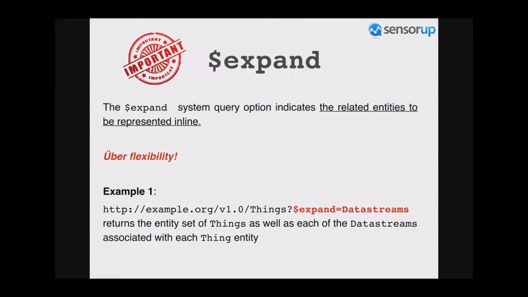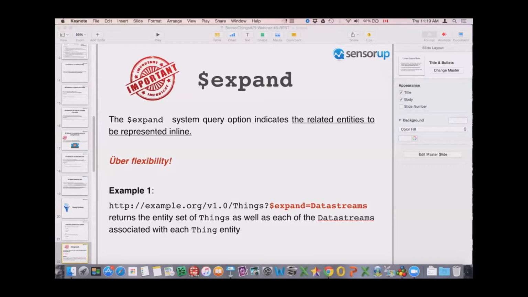So the first one, expand. This is very flexible. It's very, very powerful. The expand system query option indicates the related entities to be represented inline. So what does that mean? Let me show you an example. The best way is to do an example.